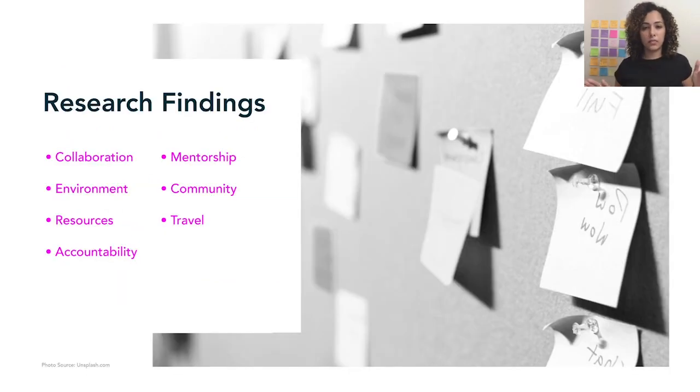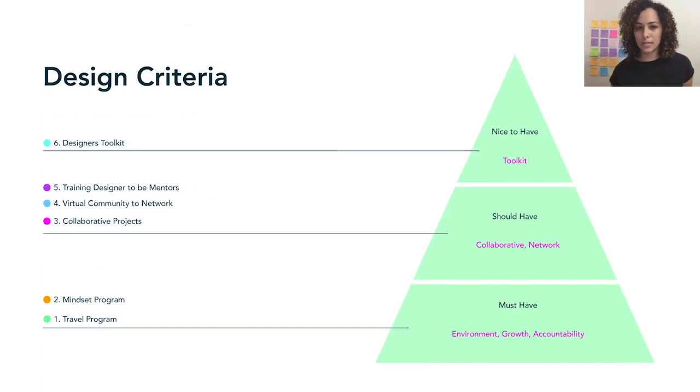After collecting interviews, my final research findings were divided up into 7 themes, which are collaboration, mentorship, environment, community, resources, travel, and accountability. These 7 themes were the important factors for designers to be successful and acquire the right mindset. I collected my research and insights, and I came up with 6 possible different design concepts that could help solve the problem. Through concept development and testing, I decided to move forward with the top 3 and create a program designed for designers to develop the growth mindset.